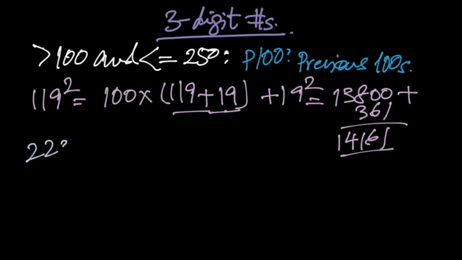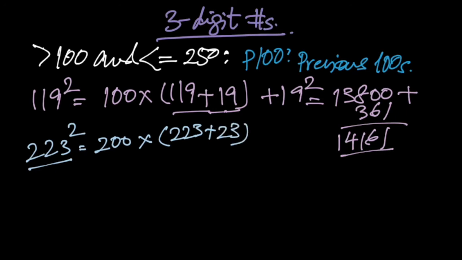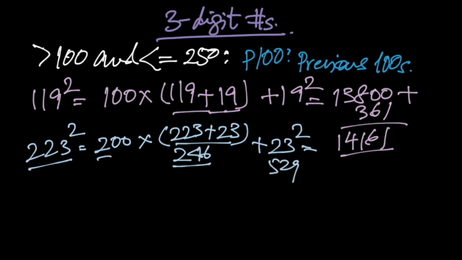Say 223 square. Here previous 100 of 223 is 200, times 223 plus 23 because it is 23 more. So this becomes 246, plus we add the square of 23, which is 529. So twice of 246 is 49200 plus 529. So we have 49729.